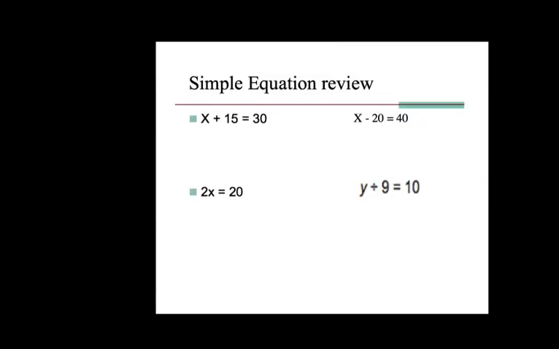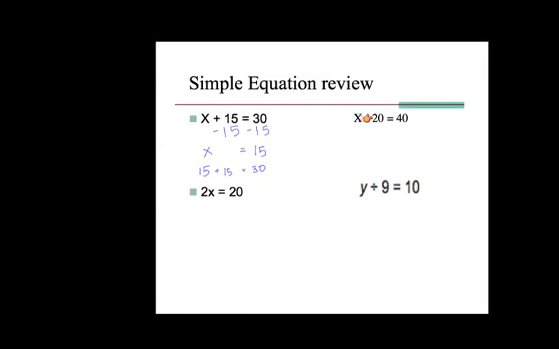So let's do a quick review of one-step equations using these inverse operations. In our first example, we have x + 15 = 30. So we want to do the inverse of plus. To solve this, we would subtract 15 from both sides of our equation to get x = 15. Always plug in your answer so that you can check your work.